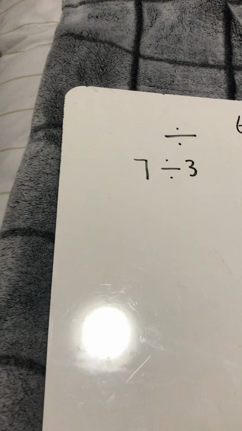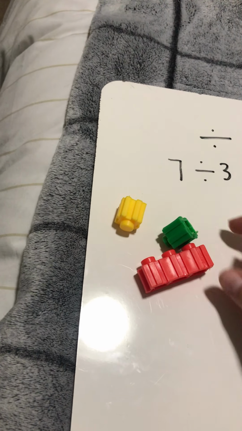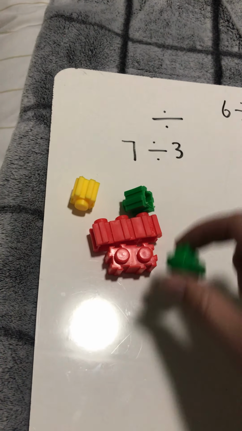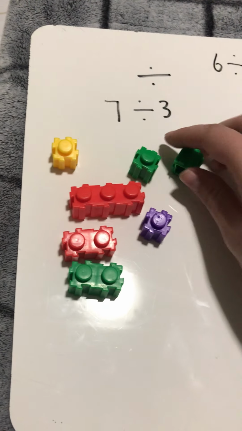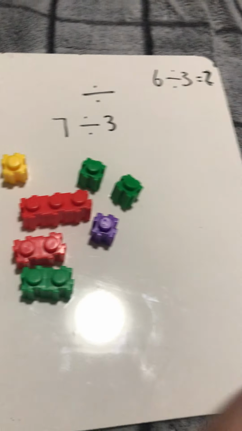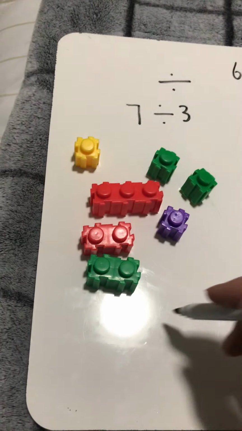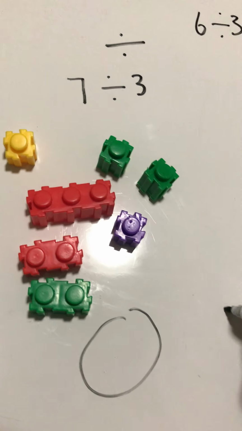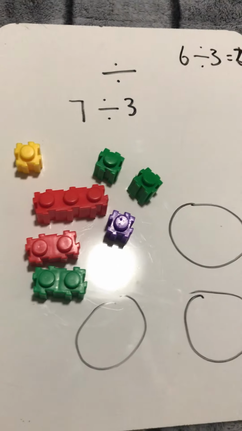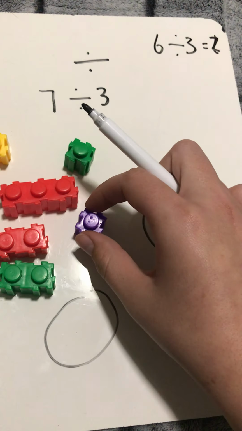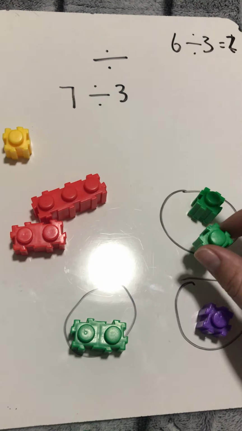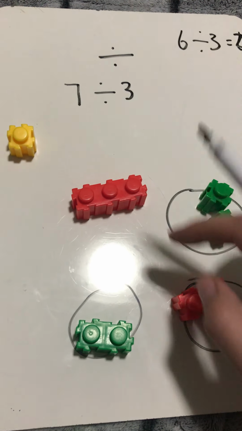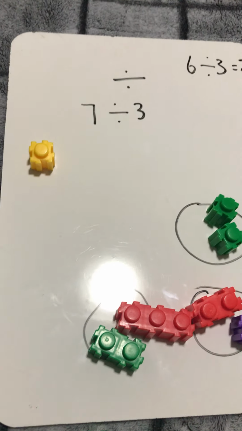So if I have 7 blocks, 1, 2, 3, 4, 5, 6, 7. So there's my 7 blocks. Now we're dividing it by 3, right? So let's draw our 3 circles. Then we go slowly, 1 for him, 1 for him, 1 for him. Now we've got leftovers, so let's go again. 1, 1, and 1. But now we have 1 left over.